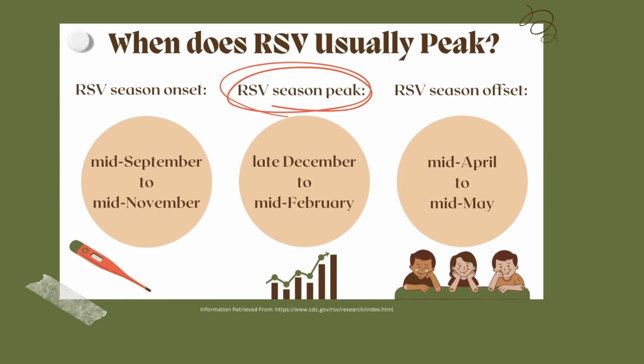So using these different testing methods, we can actually look at these different epidemiological charts and determine when RSV usually peaks. So on average, we do see an RSV season onset of mid-September to mid-November. The peak usually occurs from late December to mid-February, which at the time of filming this video, we are in right now. And then RSV season offset is anywhere from mid-April to mid-May on average.